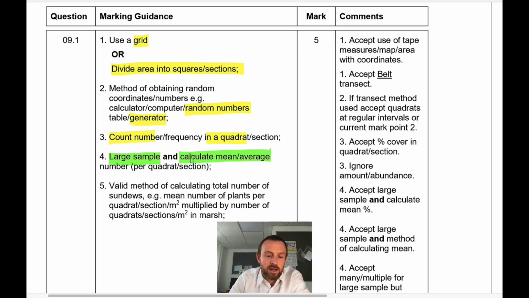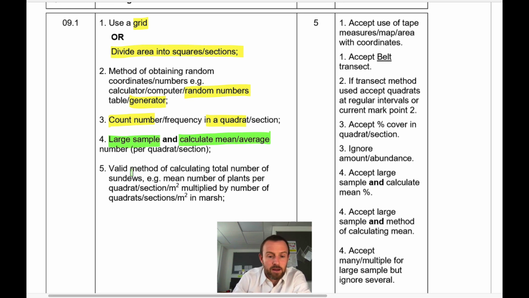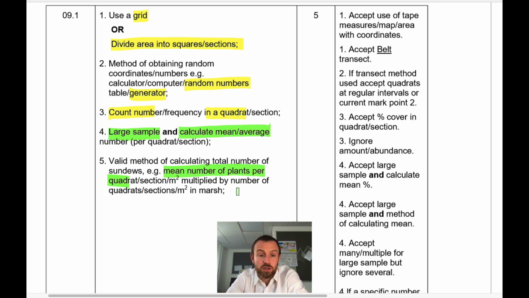As a rule of thumb, at least over 10, probably more. I think in ecology, if you study it, you should cover a certain percentage of the area, maybe over 5% or over 10% of the area you should sample, something like that, but a large sample. And then, for example, the mean number of plants per quadrat multiplied by the total number of quadrats in the marsh, or the mean number of plants per meter squared multiplied by the total area in meters squared of the marsh.